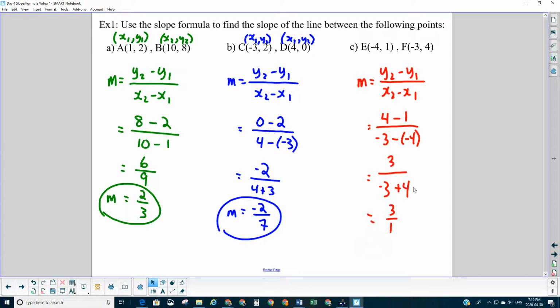Negative 3 plus 1. And even just think about this. If you're at negative 4 on the graph, and you need to get to negative 3, how do you get there? You go up 1. And there you are, up 1.